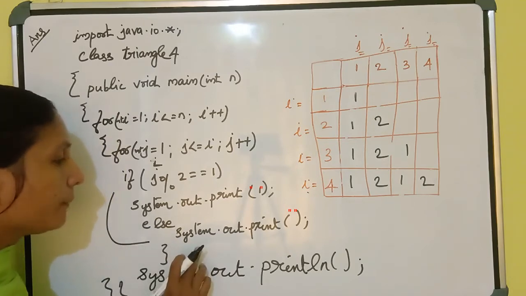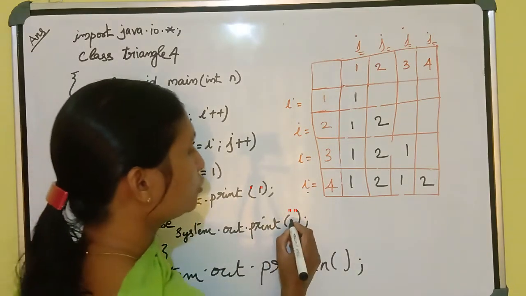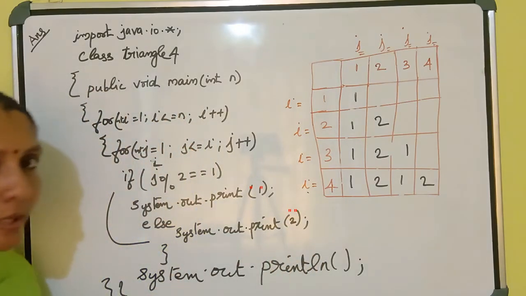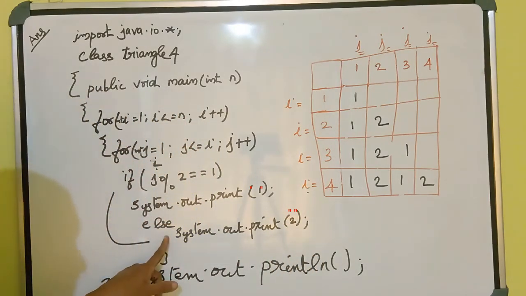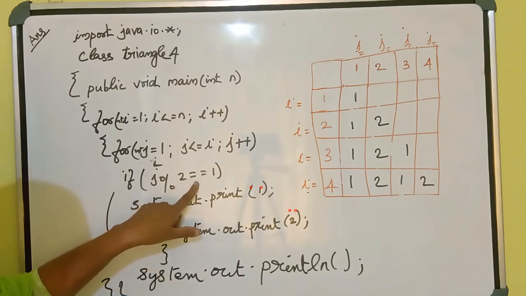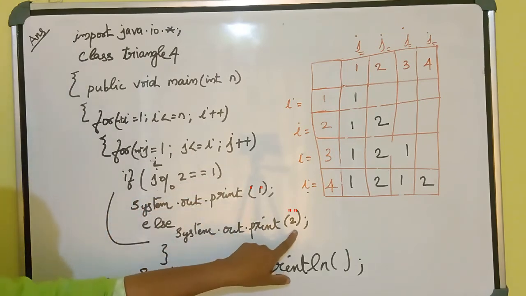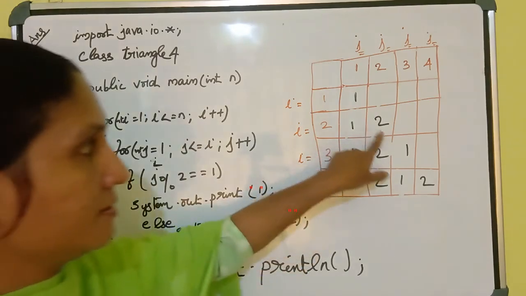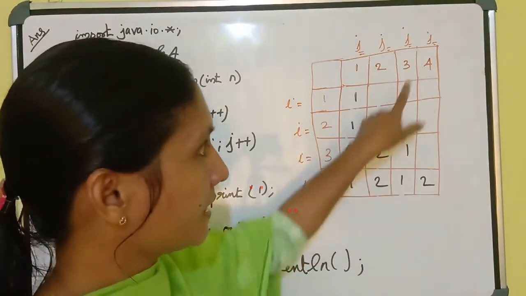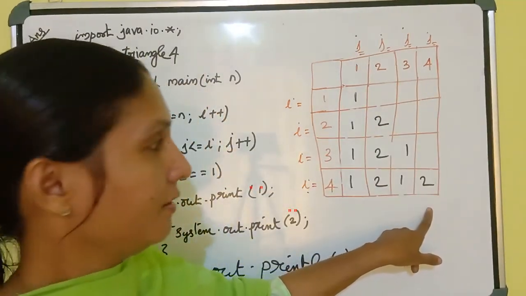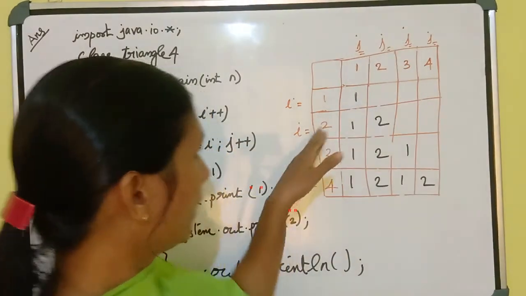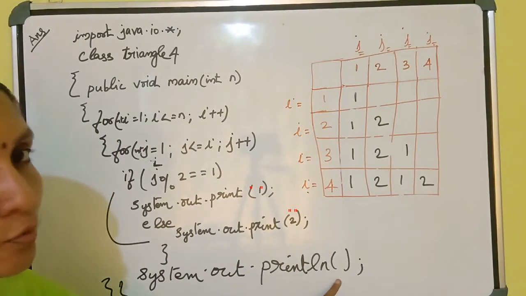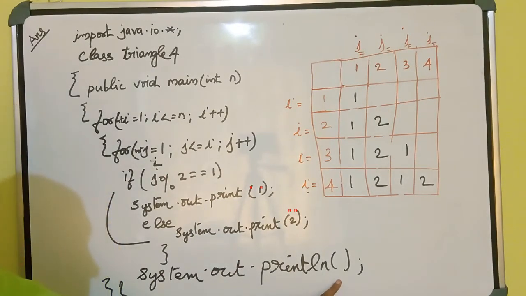Okay. Then what will you print with System.out.print? 2. In that place we have to print 2. That means if the condition is false, we will go to this condition, that means j mod 2 equal to 0. We can print the value as 2 here. See, the even numbers are represented by 2, not 1. Okay. Then after finishing each row, we have to go to the next line. Because of that, we are using this System.out.println statement.